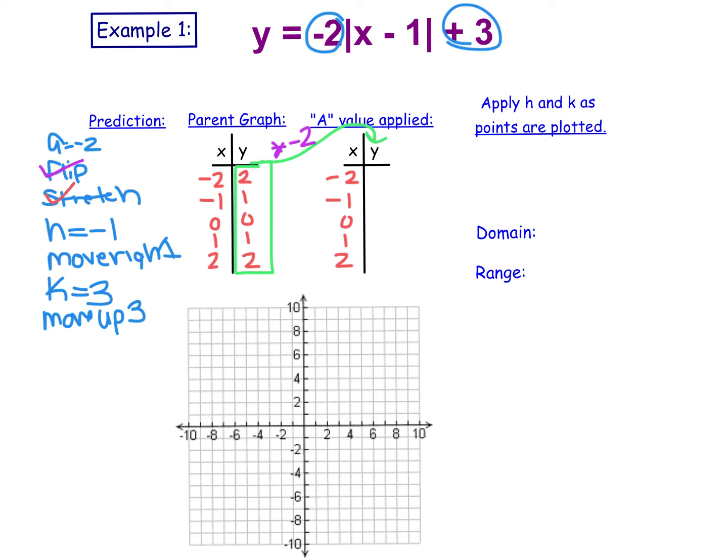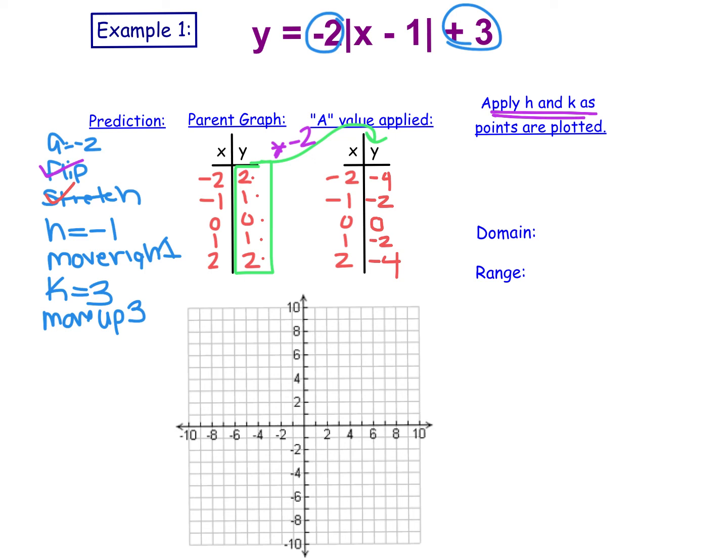So from here, as I multiply all of those y values by -2, 2 times -2 is -4. 1 times -2 is -2. 0 times -2 is 0. 1 times -2 is -2. 2 times -2 is -4. So here I now have my new table where the a value is applied. And as I go to plot these, I'm going to apply my h and k values.